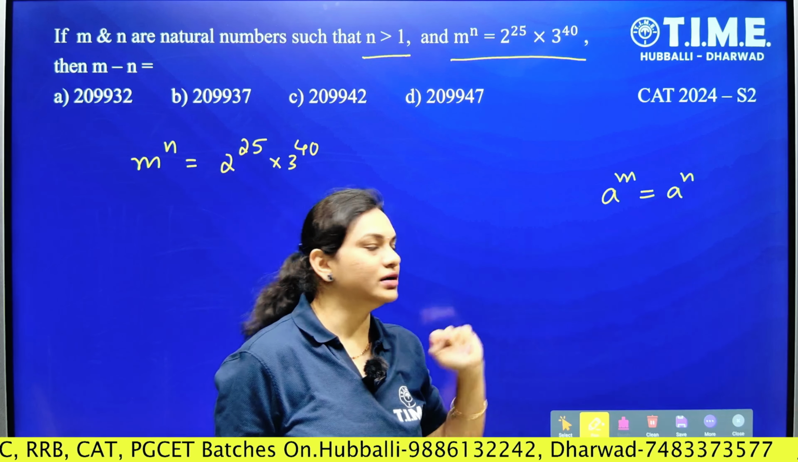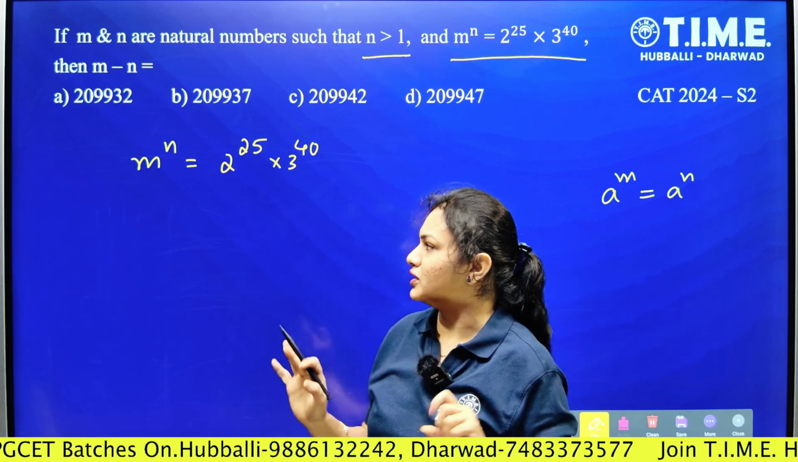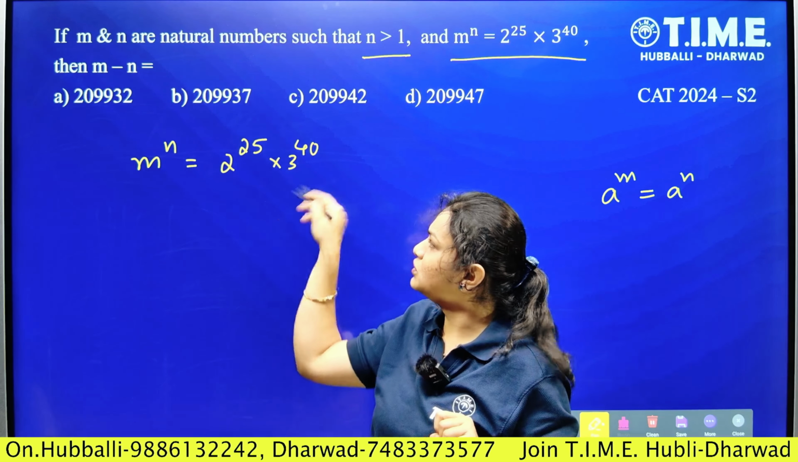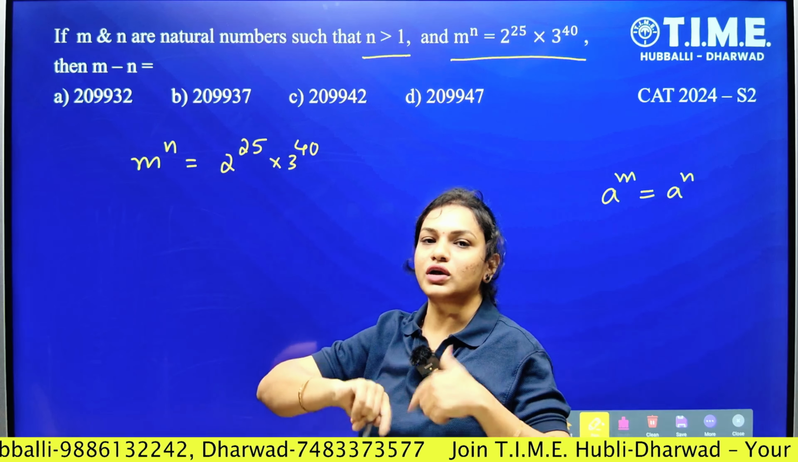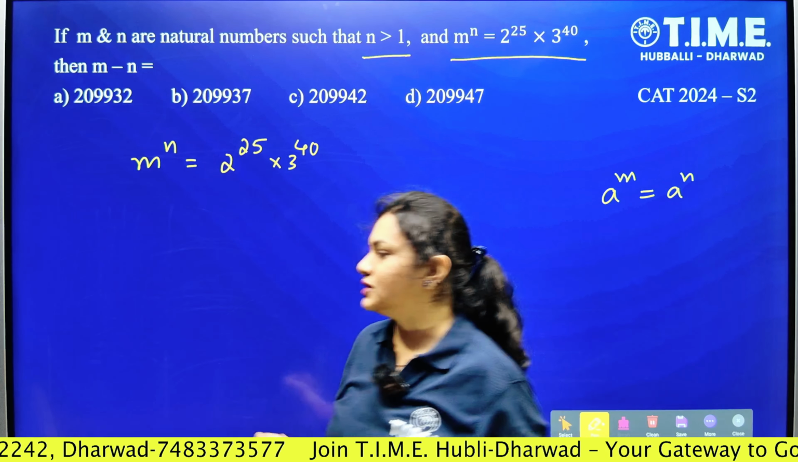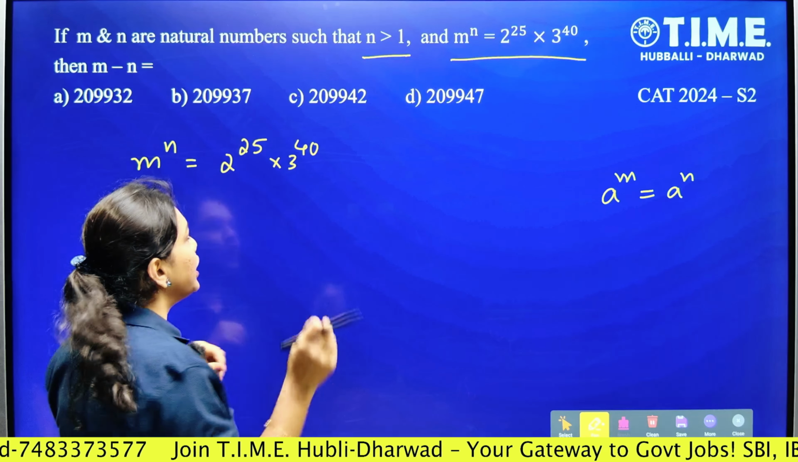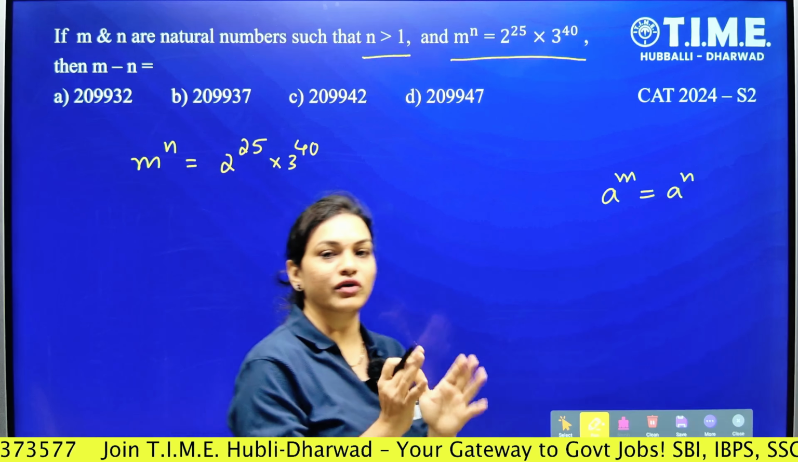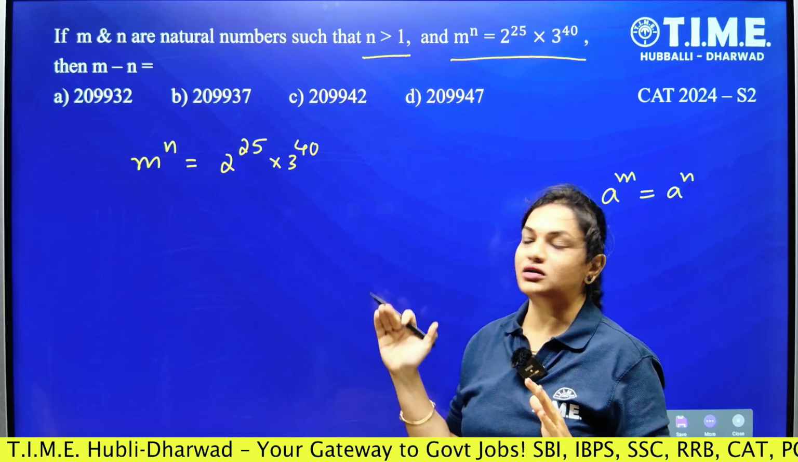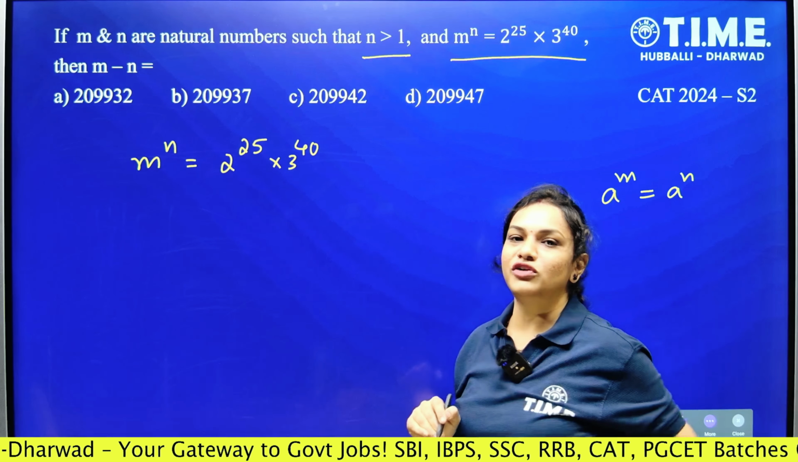Along with that, particularly here totally different values are given, like m is the base and n is the power. We have two cases here: either the bases should be equal or the powers should be equal. Since n should be greater than 1, n should be the same value, so we have to take a common number. When we observe the powers 25 and 40, they are multiples of 5.